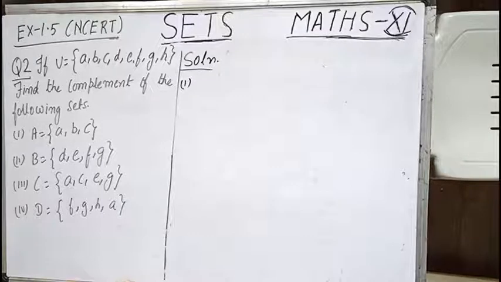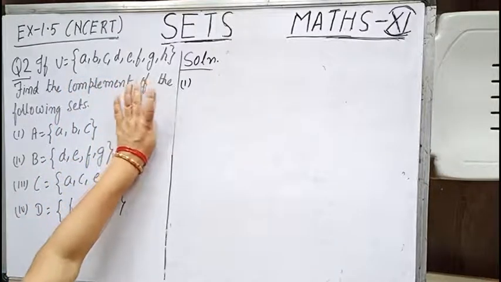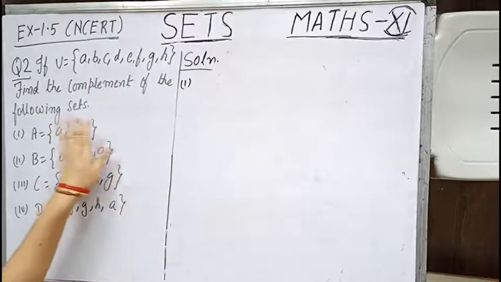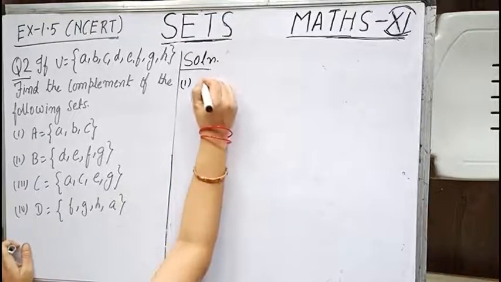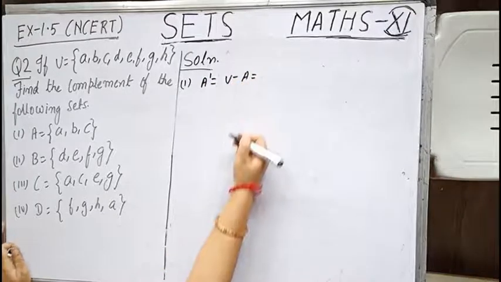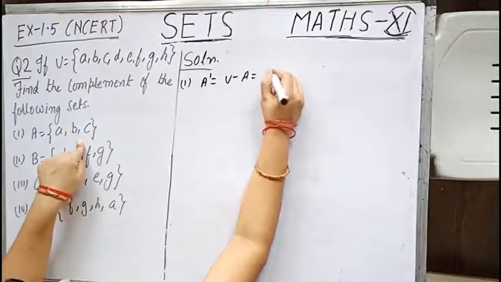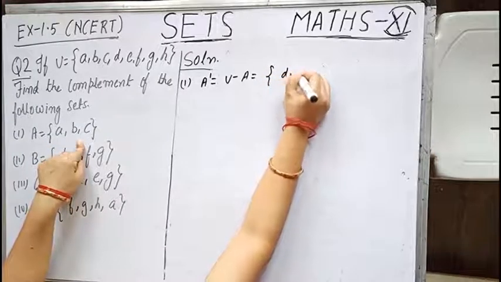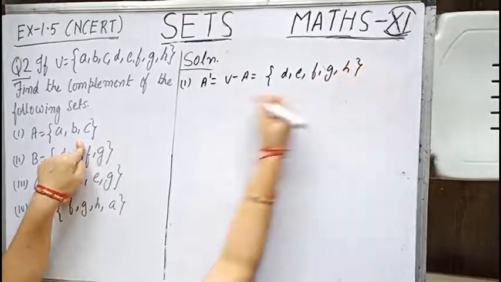Question number 2. Question number 2 is: if the universal set U equals the set containing a, b, c, d, e, f, g, h, find the complement of the following sets. A few sets A, B, C, D are given. So let us do the solution. A complement equals U minus A. Now U is a to h and A is a, b, c. So U minus A will be d, e, f, g and h.